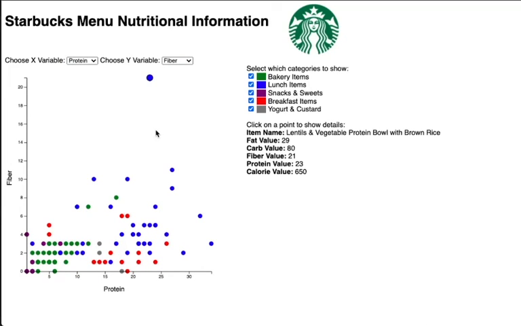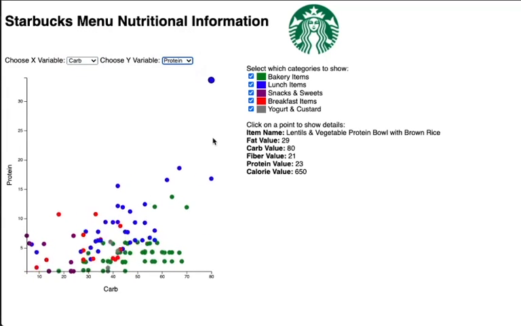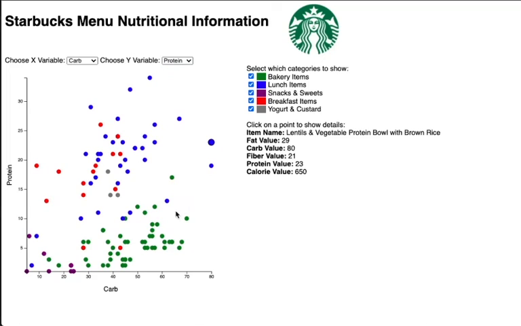Finally, the color coding lets us see trends in the categories of food. If we look at the scatter plot of the whole set for carb versus protein, there's no real trend at all. However, we can see that bakery items are very nutritionally different from lunch items. They occupy this bottom region of the graph that's high carb and low protein, while the blue lunch items are much more varied.